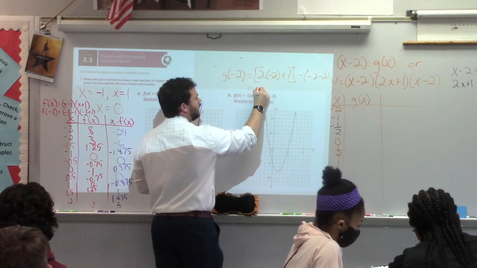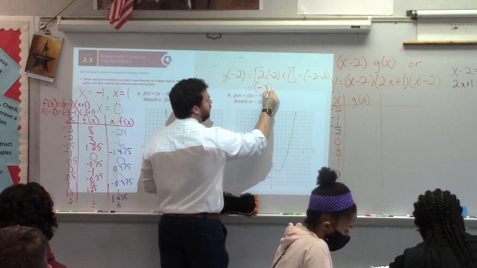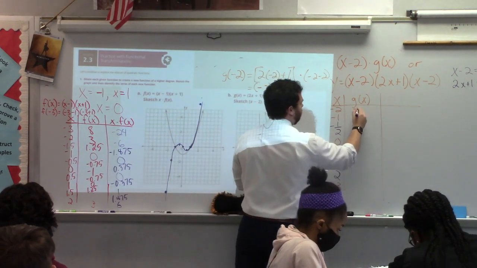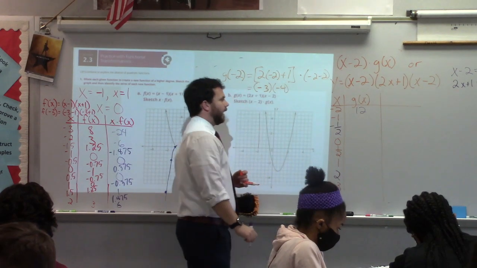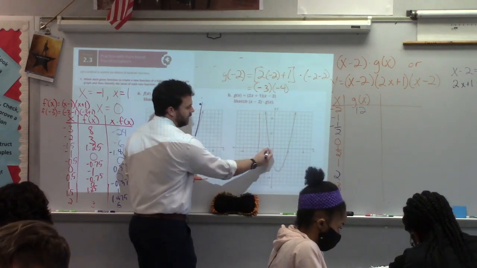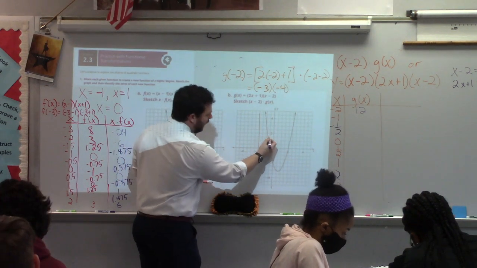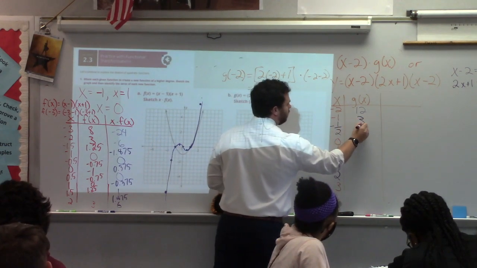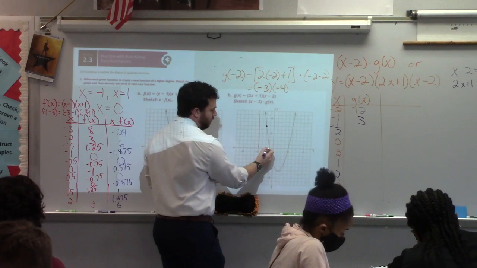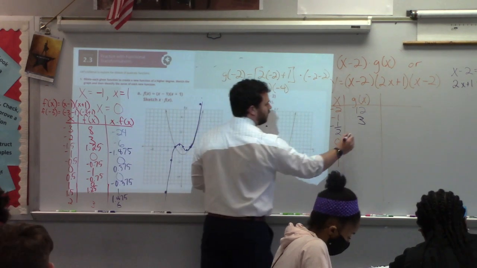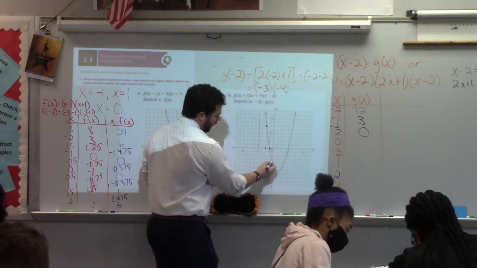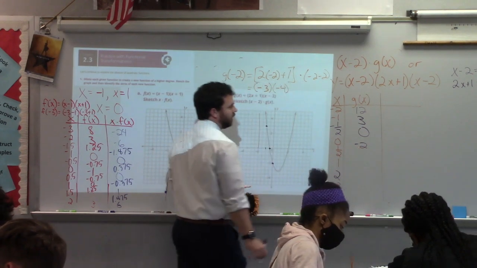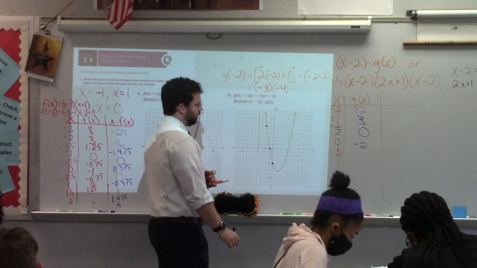So that would give me a negative 3 times a negative 4, which is positive 12. Okay? Now when x is negative 1, I already have that value. It's right here. That's a positive 3. When x is negative 1/2, y is 0. When x is 0, y is negative 2. Good job, guys.